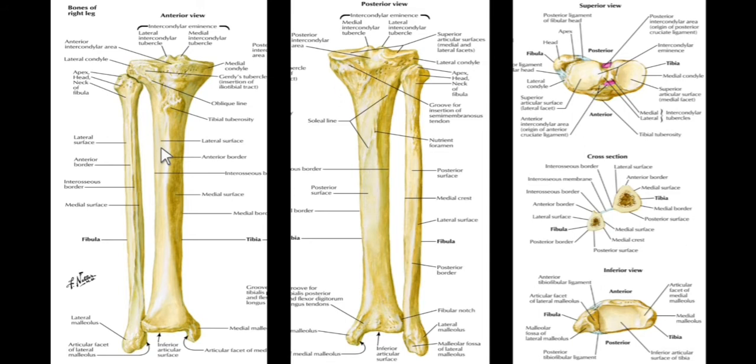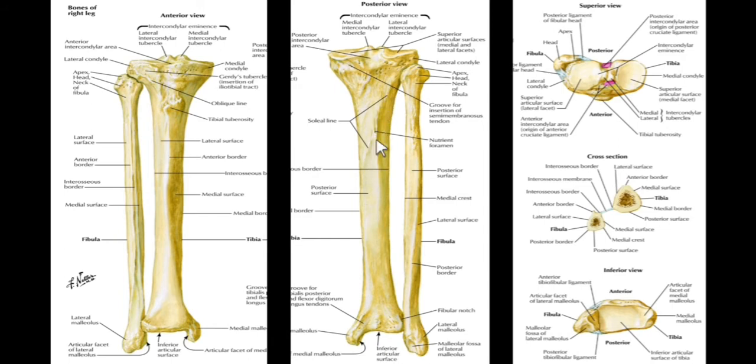The posterior surface lies between the medial border and the interosseous border. The interosseous border is this, and this one is the medial border. This whole area is the posterior surface of the shaft of the tibia. It is widest in the upper part and is crossed obliquely by a rough ridge called the soleal line.